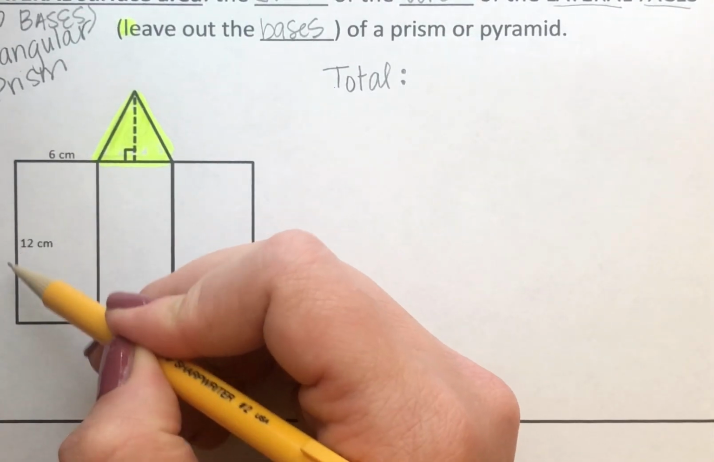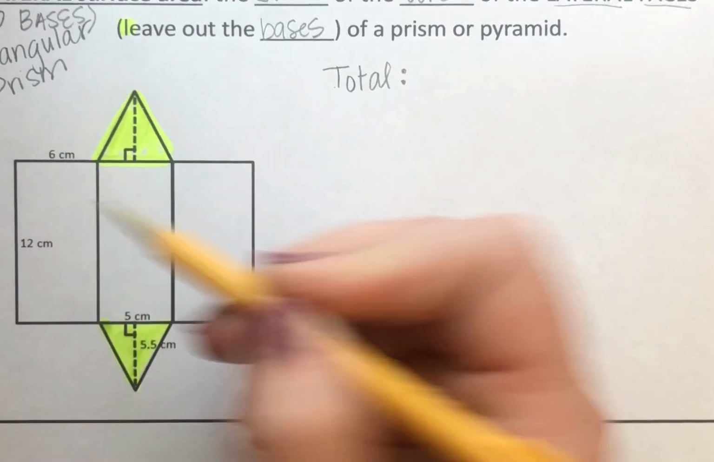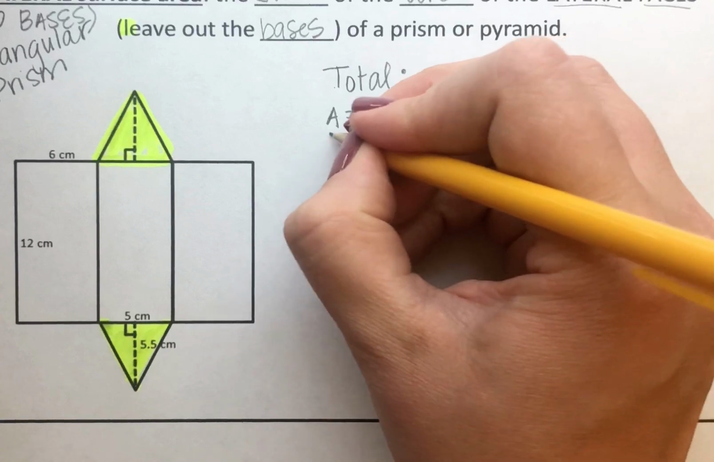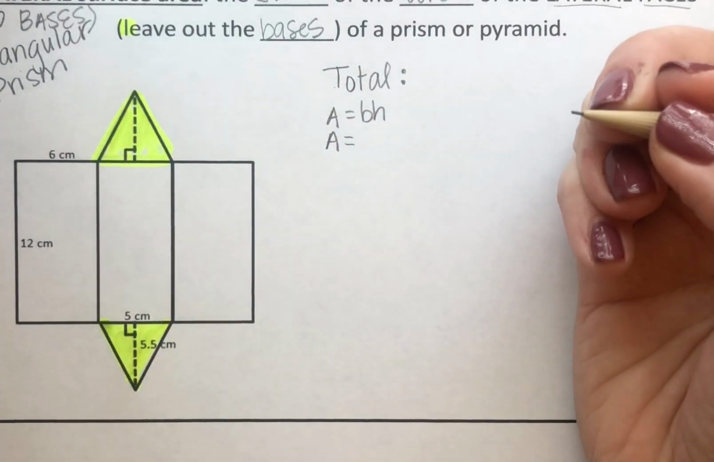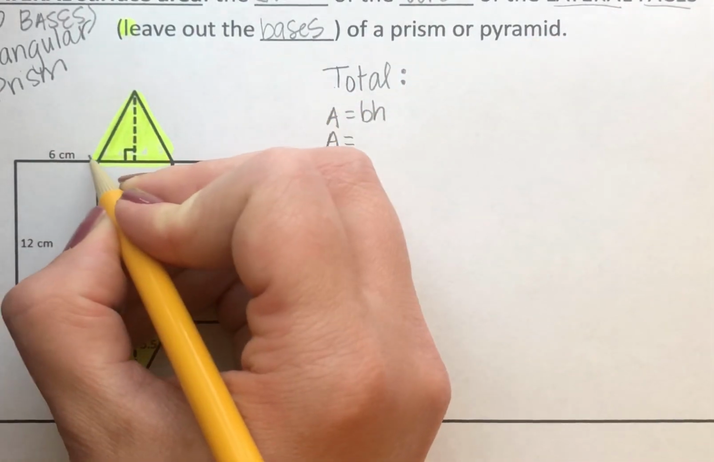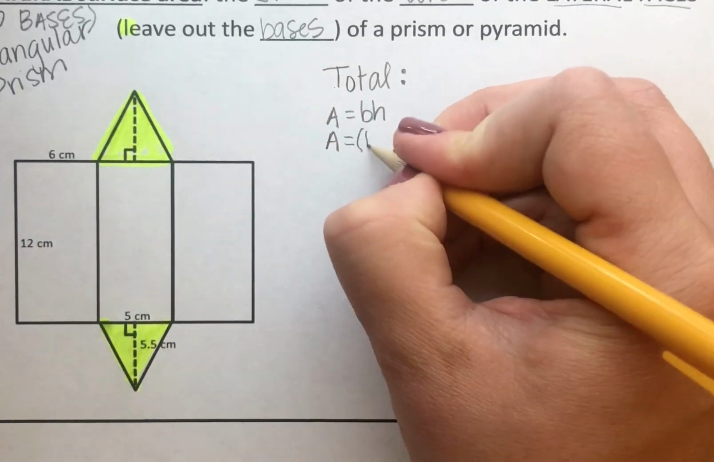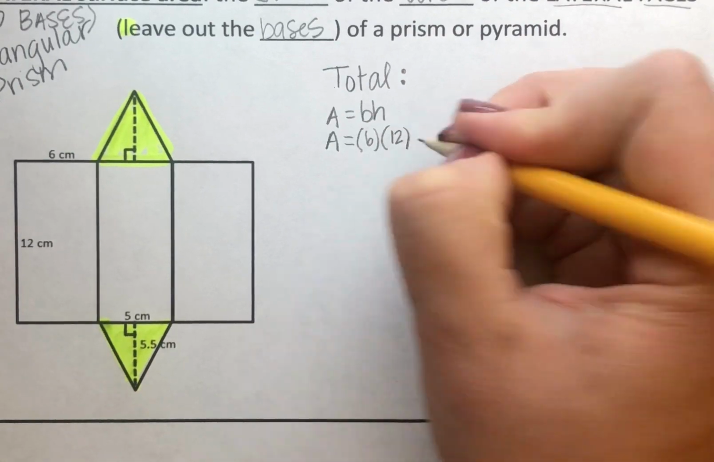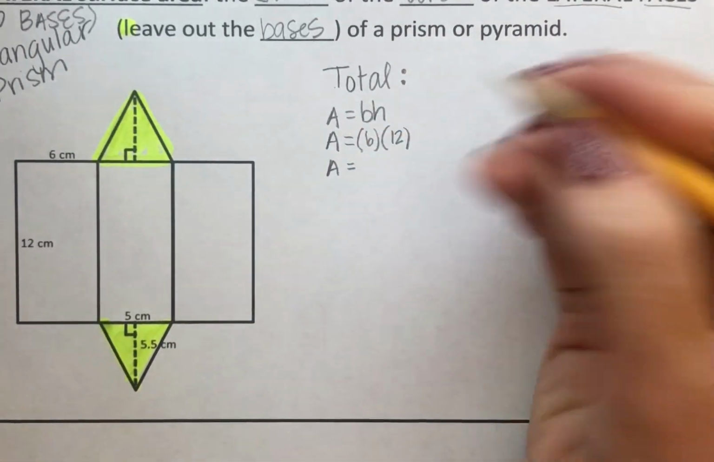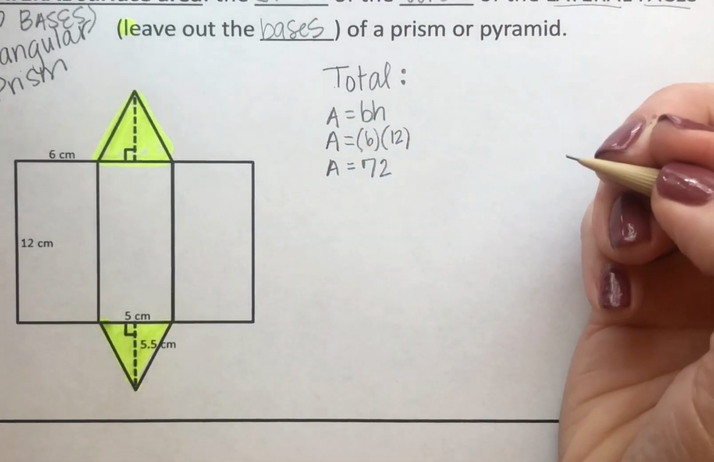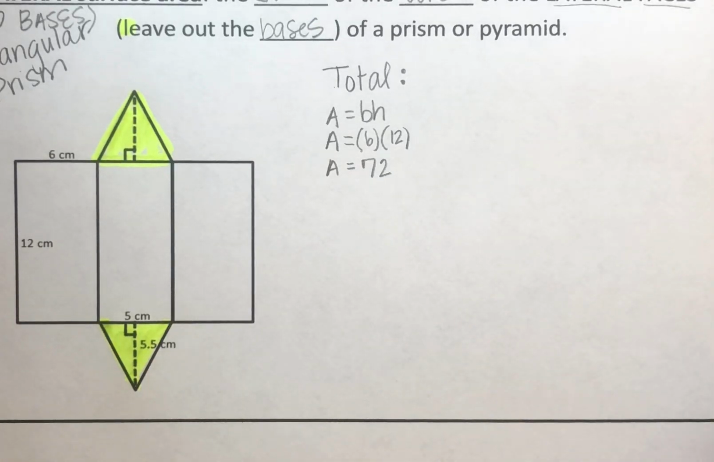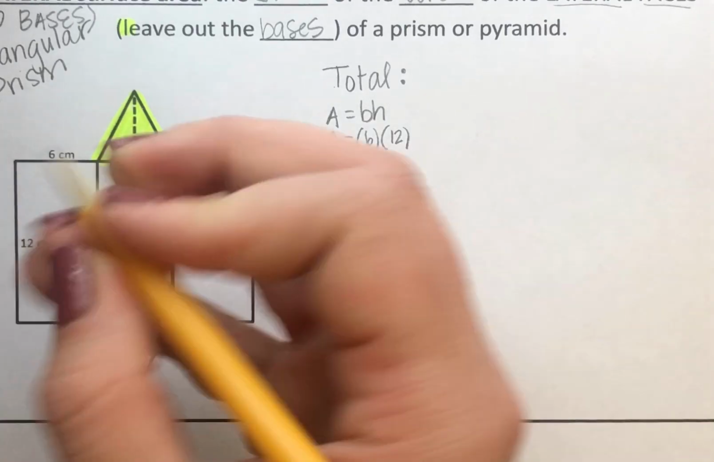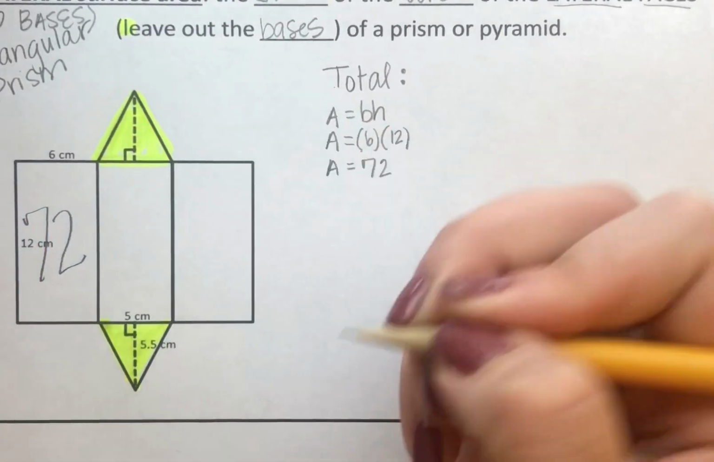So the very first thing that I see is this rectangle here. So we're going to find the area of this rectangle. A equals BH, we write our formula, and we fill in the information. So the base of this rectangle is gonna be 6, and the height of this rectangle is gonna be 12. And we know that 6 times 12 is 72. So if you remember anything from class, you know that once we find the area of a certain figure, we write it inside the figure. So I'm gonna write this really large here.